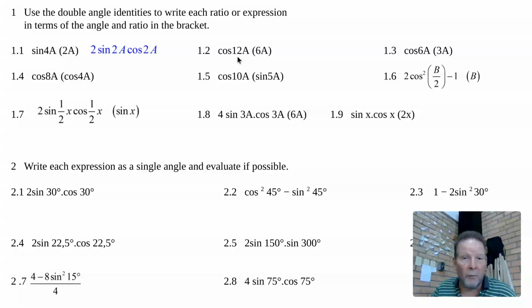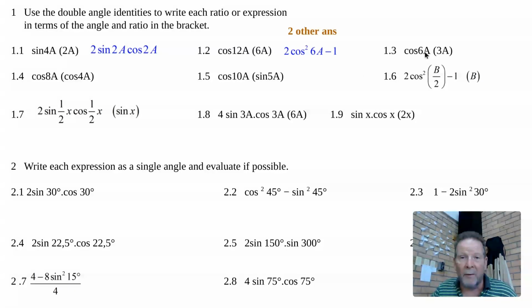Same thing here, the cos of 12a, it's 2 times 6a. But cos A, you've got 3 formulas to choose from. So I chose 2 cos squared minus 1. And instead of 12a, I put in 6a. There's 2 other answers that work. You can use the other 2 formulas.